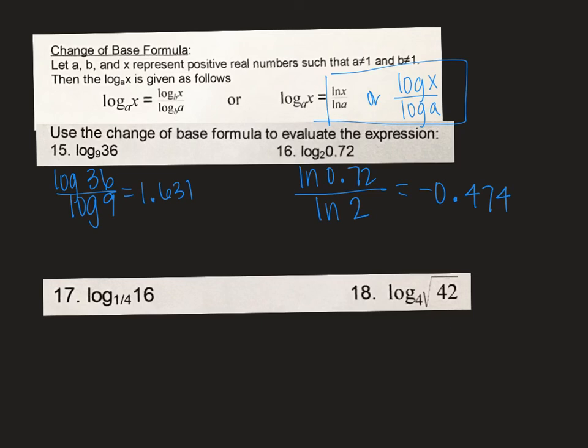So I'm going to ask that you guys pause it and try 17 and 18 on your own, see what you get. Use common log, use natural log, doesn't matter. So for 17, log of 16 over the log of 1/4. Which is going to give me negative 2. And then 18, log of square root 42 over log of 4.